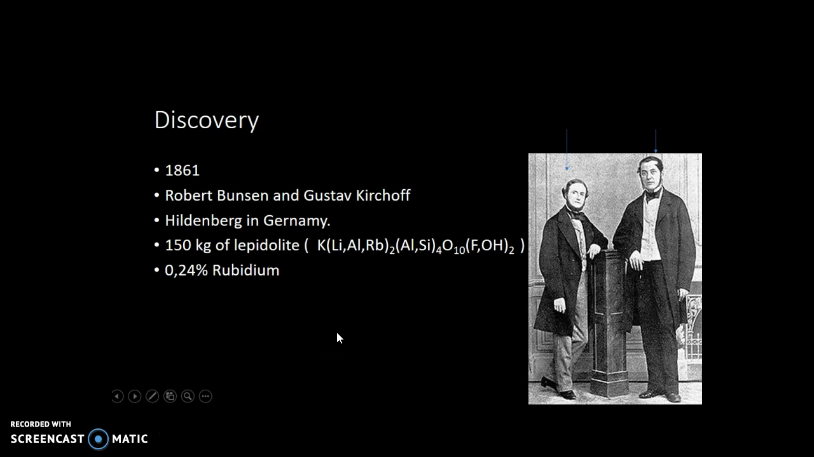It was discovered in Heidelberg in Germany, and what they did was process 150 kilograms of lepidolite. Lepidolite is like a stone, made out of all these atoms you see here, and that is why lepidolite is a very special kind of mineral. And you see here Rb2, and that is the rubidium they found in this lepidolite. They processed 150 kilograms of lepidolite, but only 0.24% of that was rubidium.